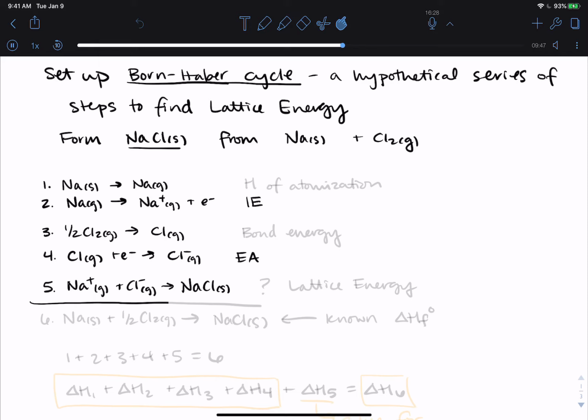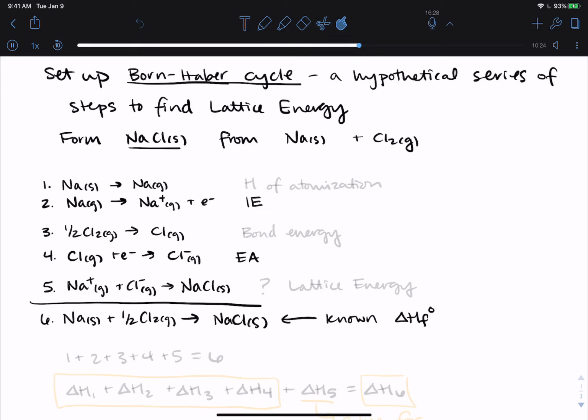And if I were to take these steps as they are and add them up, my overall reaction, we'll just call it 6, is Na solid plus 1/2 of a Cl2 gas turning into NaCl solid. And this is the value that's known, right? This is what we were just talking about. This is the delta H formation standard for solid sodium chloride.